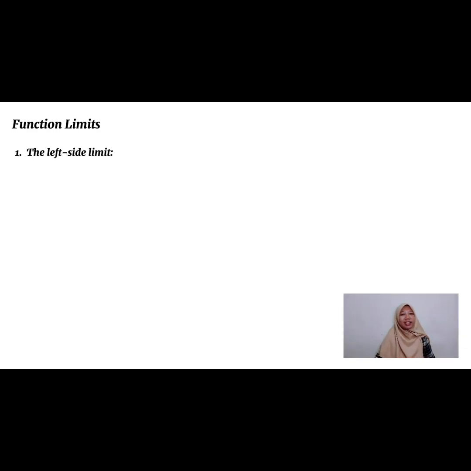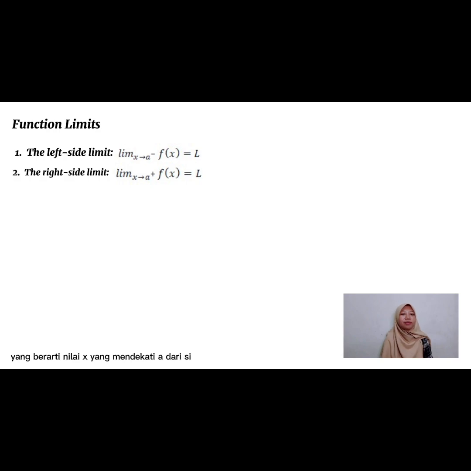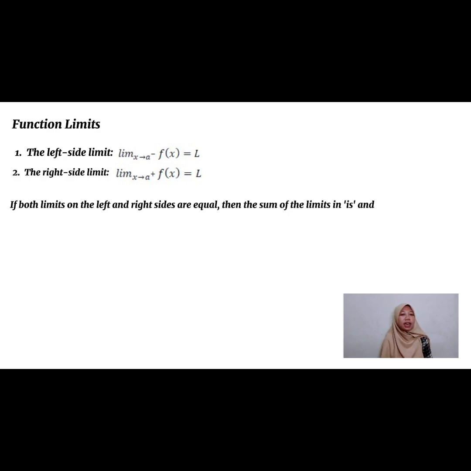The left side limit, written as limit of f(x) as x approaches a minus equals L, means the value of x approaches a from the left. And the right side limit, written as limit of f(x) as x approaches a plus equals L, means the value of x approaches a from the right. If both limits on the left and right sides are equal, then the limit of f(x) as x approaches a is equal to L.